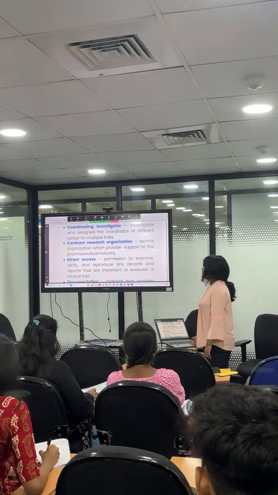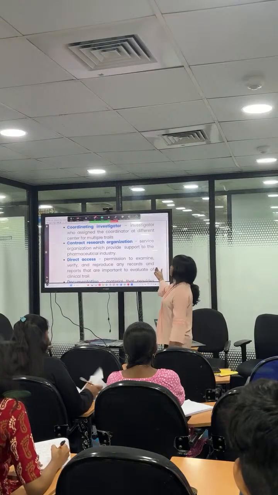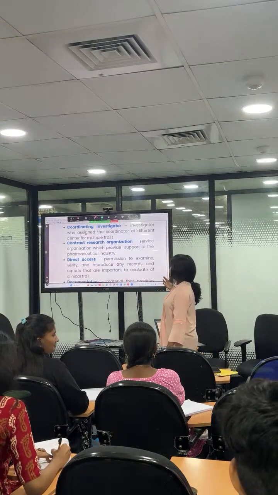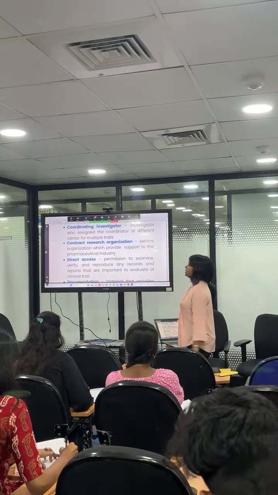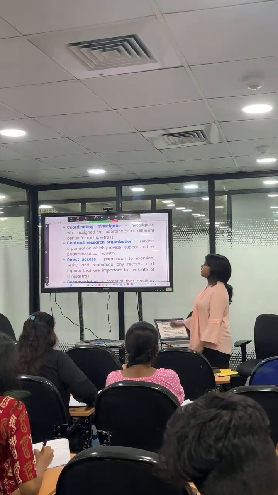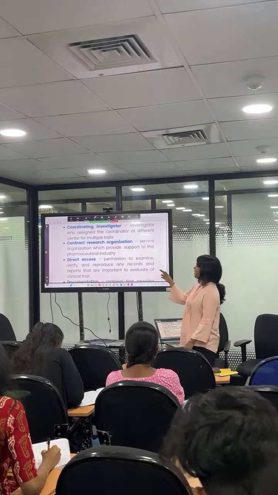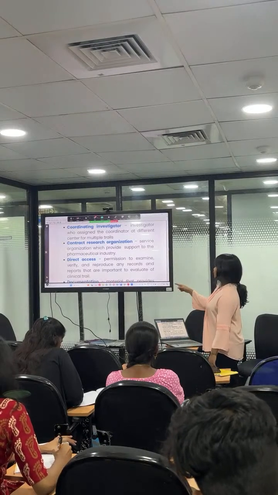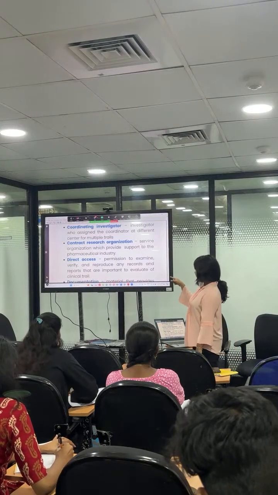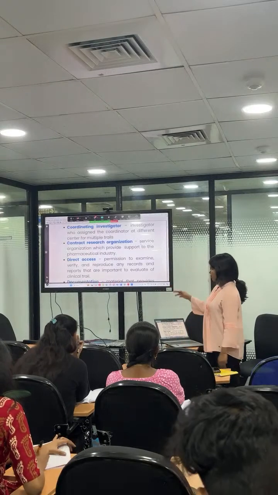And what do you mean by direct access? It means permission to examine, verify and reproduce any records and reports that are important to evaluate the clinical trial. We should get access to know each and everything about the trial. Direct access: permission to examine, verify and reproduce any records and reports important to evaluate the clinical trial.